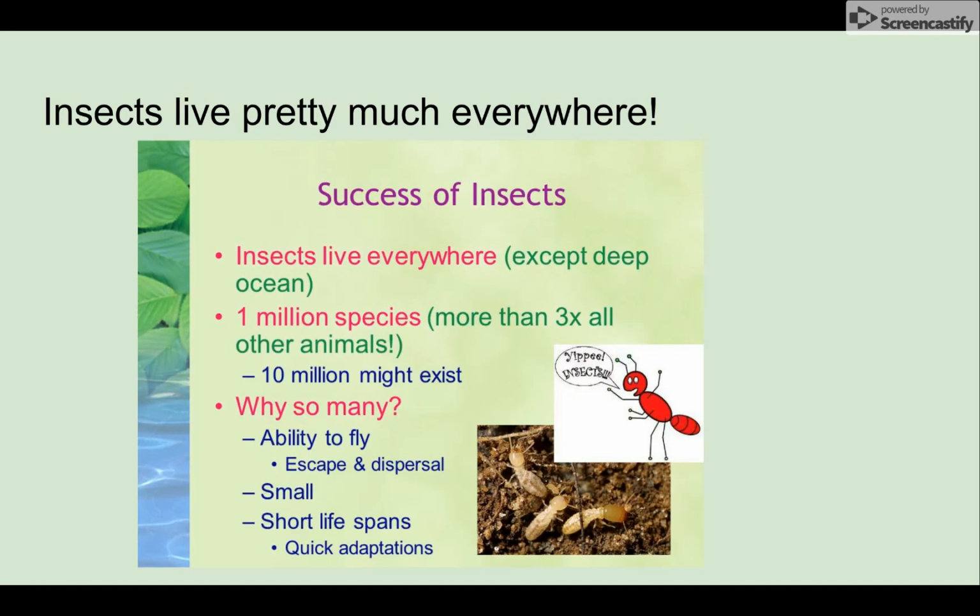Well, insects, they live pretty much everywhere. They can live anywhere except for the deep ocean. There's over 1 million species of insects. That's 3 times the amount of all other animals. 10 million species might actually exist. And they can live in pretty much any habitat because they can fly, so it's easy for them to escape. They're predators. Insects are small, and they have short lifespans. They're also very quick to adapt to different environments. So way to go, insects.